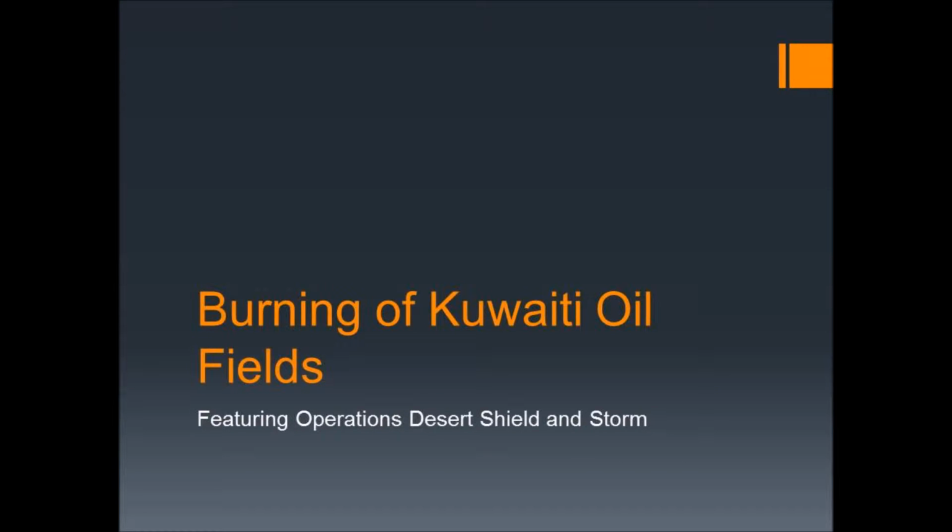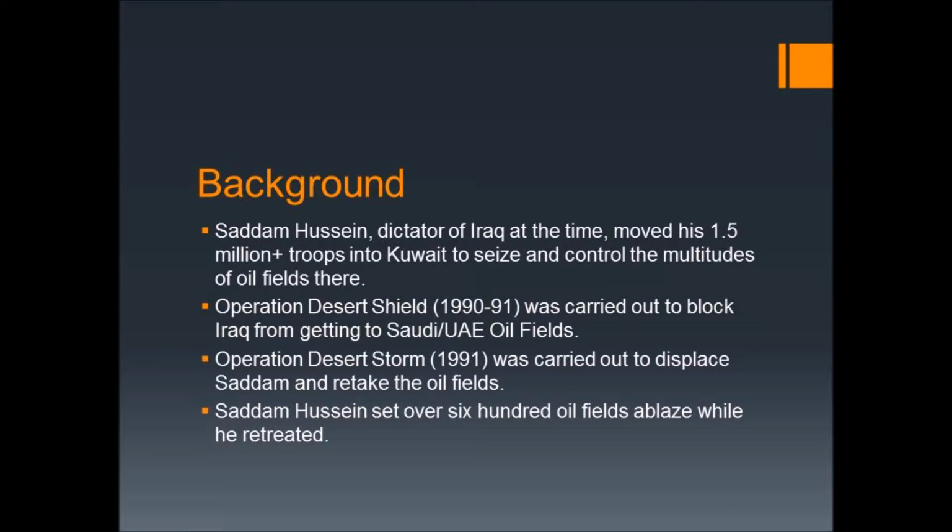Burning of the Kuwaiti oil fields, featuring Operations Desert Storm and Desert Shield. So a little bit of background. Saddam Hussein was the dictator of Iraq during the 1990s. He moved his 1.5 million troop army into Kuwait to seize and control all of the oil fields they had. Desert Storm and Desert Shield were carried out to block and to displace Saddam from Kuwait.